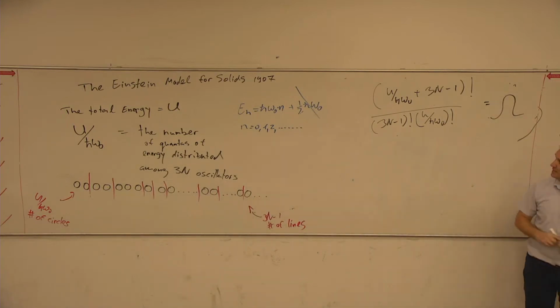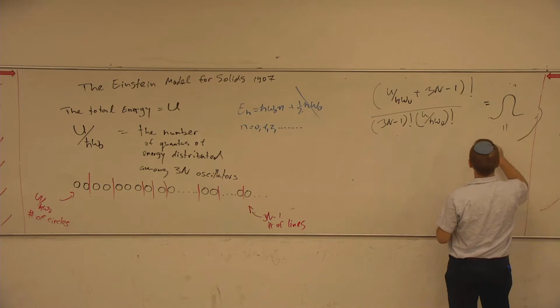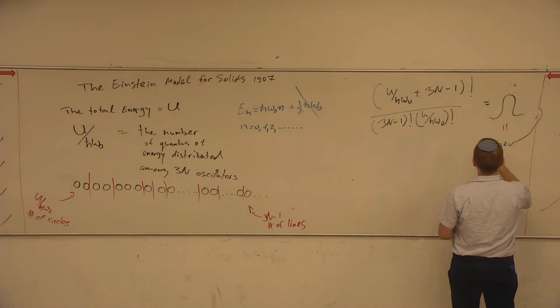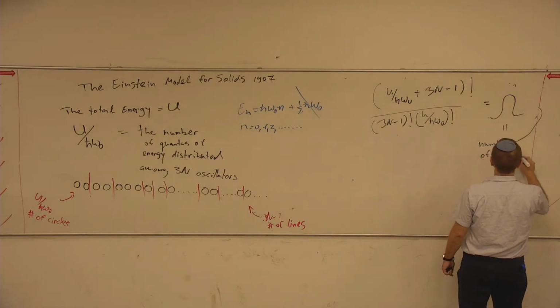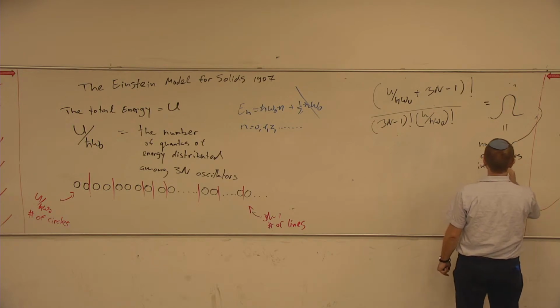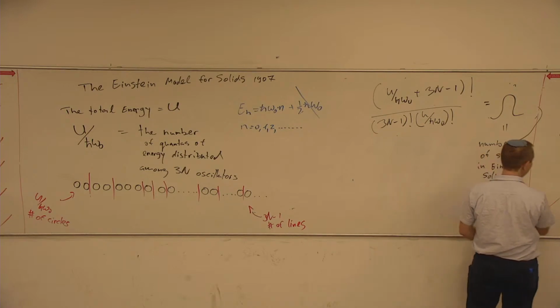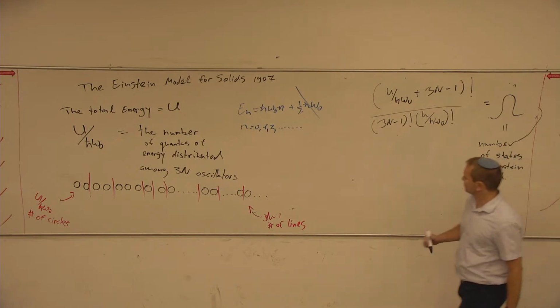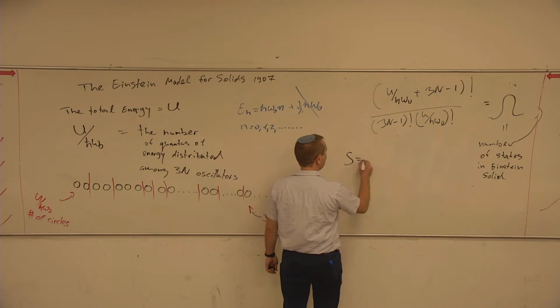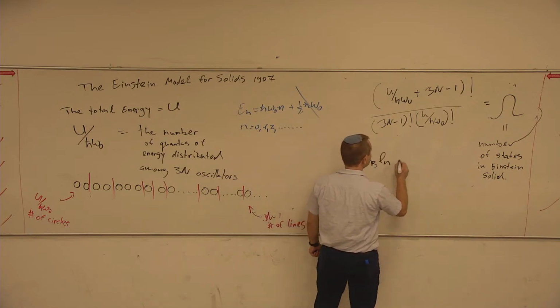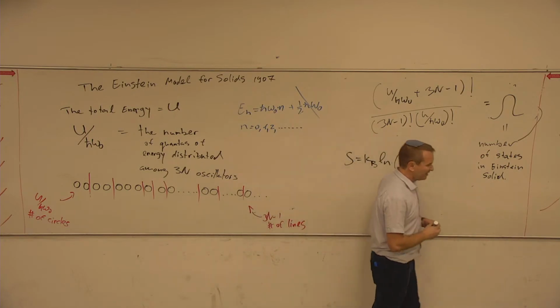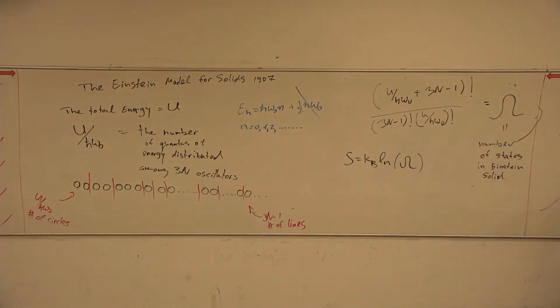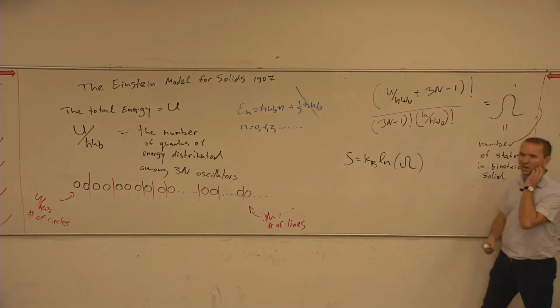So this is Ω. This is the number of states in the Einstein solid. Okay, so I solved the combinatorial problem, and now I know the number of states. The next step is to compute S equals k_B log of Ω. So what is the logarithm of a factorial?